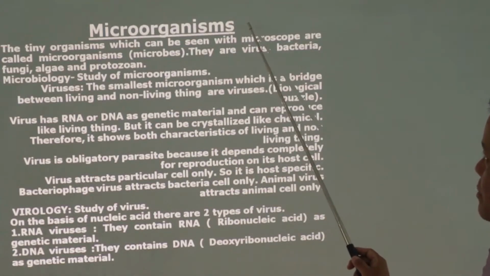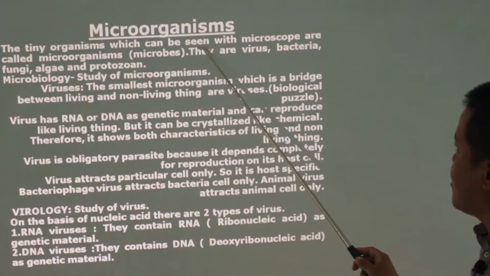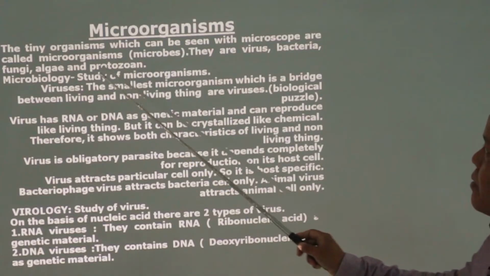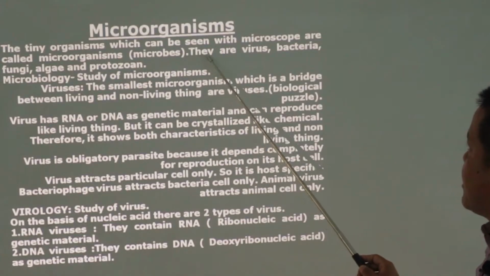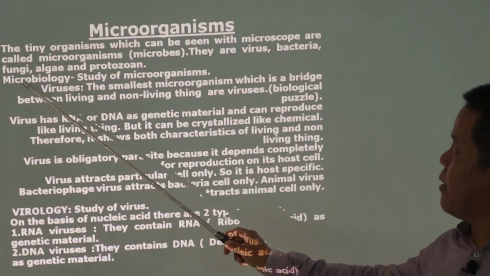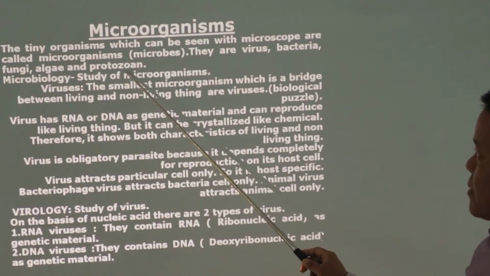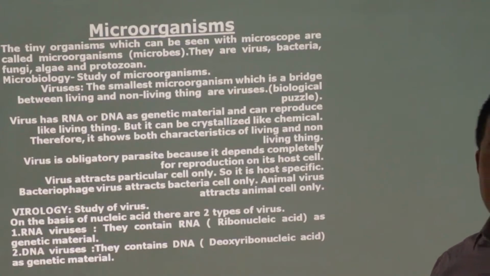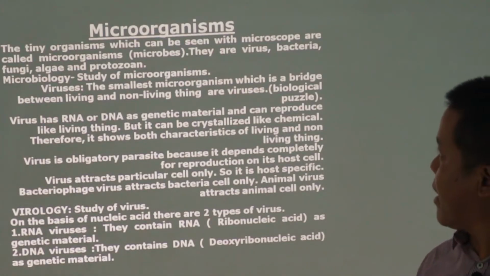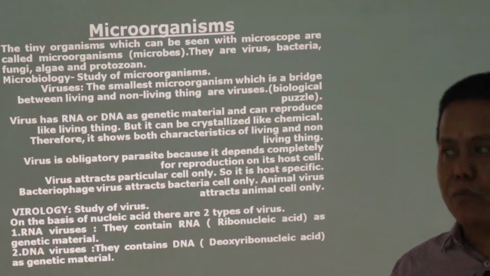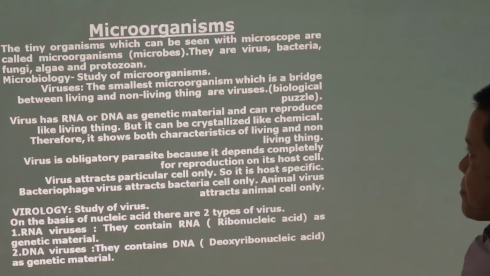Topics: microorganisms. The tiny organisms which can be seen with a microscope are called microorganisms or microbes. They are virus, bacteria, fungi, algae, and protozoans. These tiny organisms are seen with the help of a microscope only, and we are not able to see them with our naked eyes.